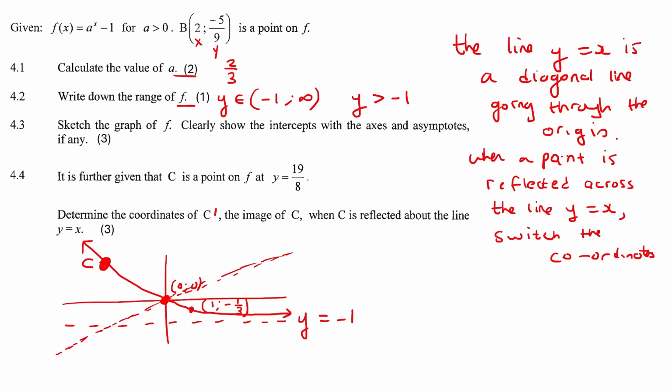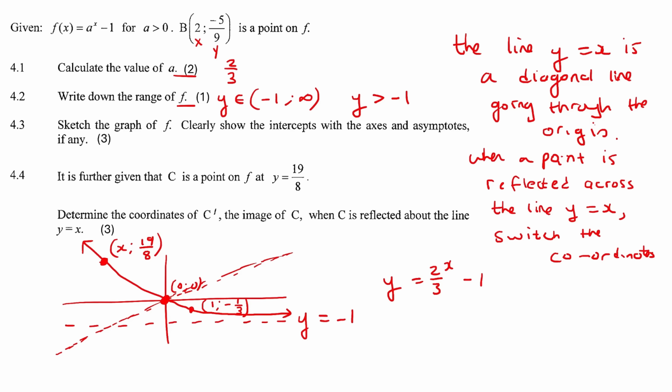With point C, we already know its y value. We already know its y value was 19/8, but we don't know what its x value is. So we can't really switch the coordinates to find C prime because we don't know what the x value is. But that's okay, because if we have a y value, we can easily get the x value if we have the equation of the graph, which is this graph over here. Now we have that equation. That equation is y equals (2/3)^x take away 1.